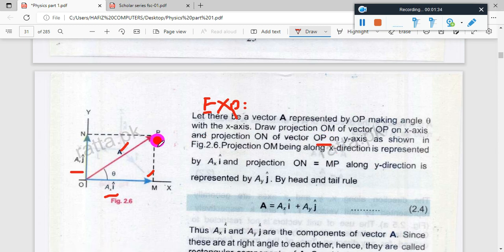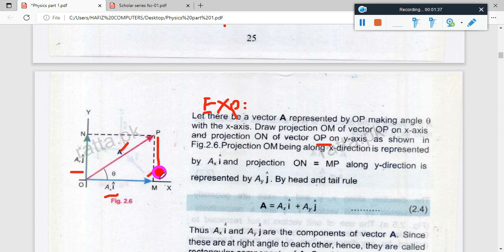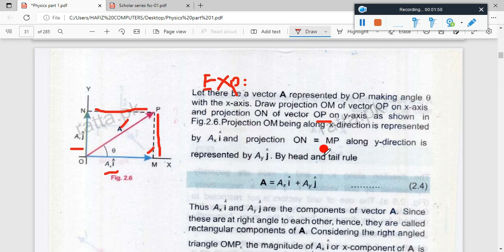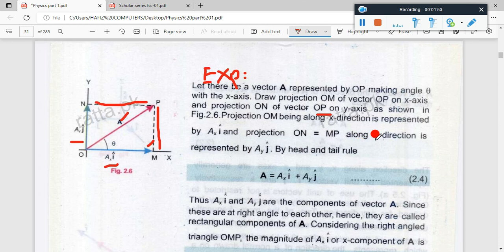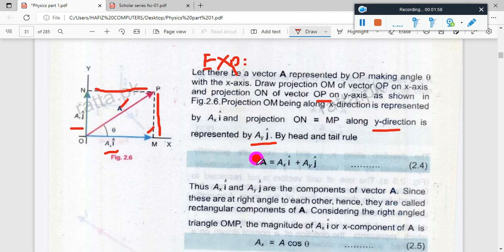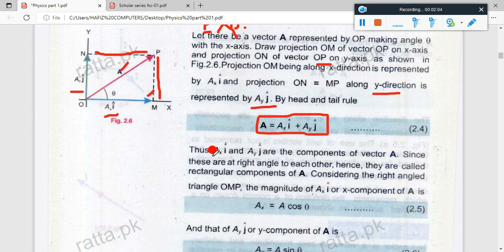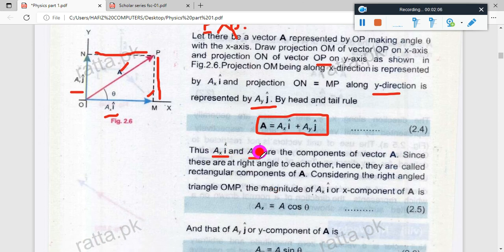So this is the projection of OP on the x-axis represented by this dotted line, and this is the projection of vector A on the y-axis. OM, being along the x direction, is represented as AxI and ON is represented along the y direction as AyJ. According to the head-to-tail rule, vector A is equal to AxI plus AyJ. AxI and AyJ are the components of vector A. Since these are at right angles to each other, they are called rectangular components of vector A.